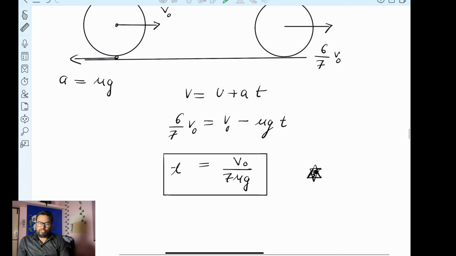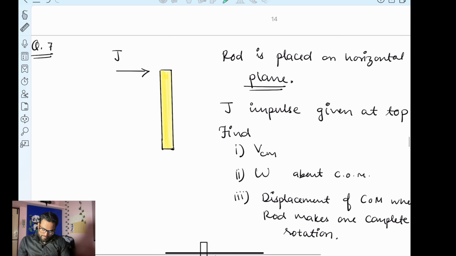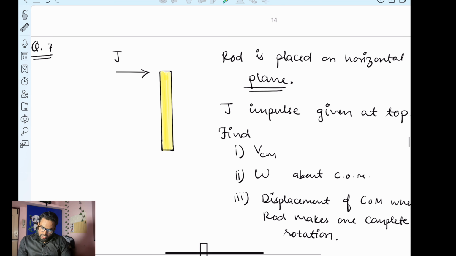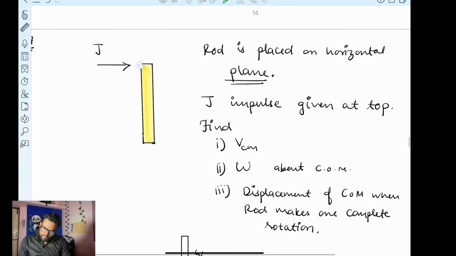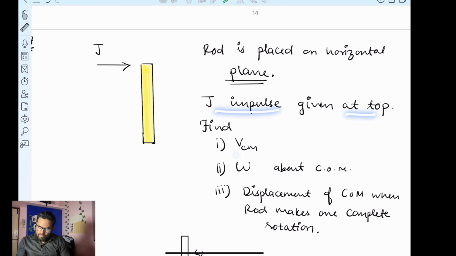Okay. So let's see the next question now. Okay, next question says that we have a rod here that is placed on a horizontal plane, and at the top we are hitting it, we are providing it an impulse of j. Impulse is what? Change in momentum. Okay, so impulse j given at the top.